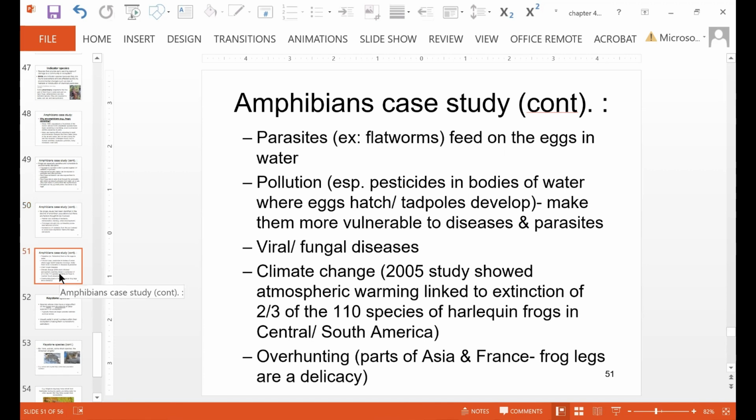Parasites like flatworms that feed on eggs in the water, pollution, especially pesticides in bodies of water where the eggs hatch and tadpoles develop, viral and fungal diseases, climate change, and overhunting. These are all thought to be reasons for the declining amphibian numbers.